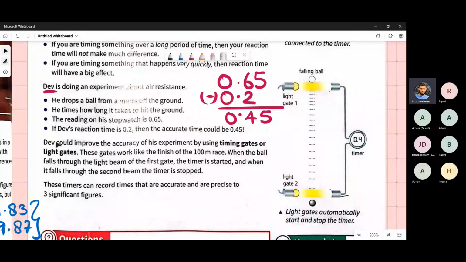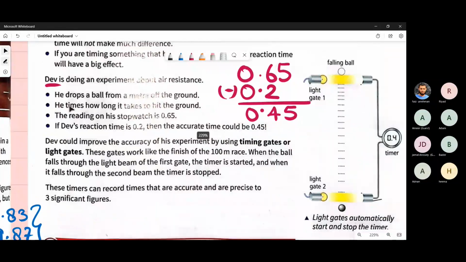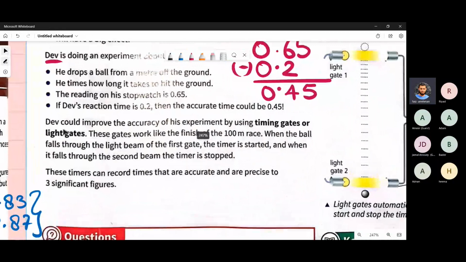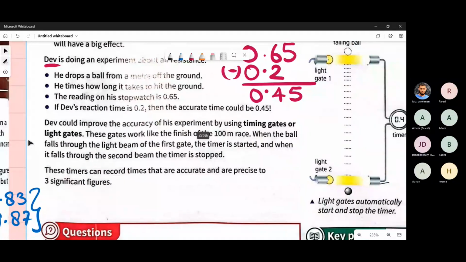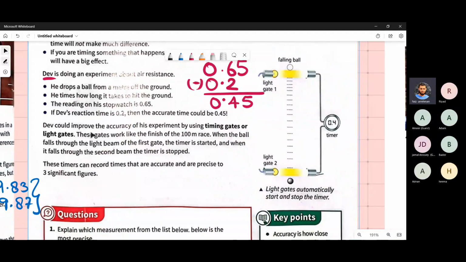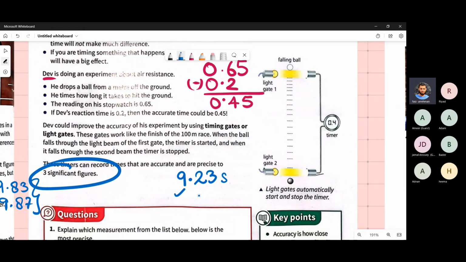Okay, so light gates is clear. What is the special thing about light gates? They are so precise that they can record even 3 significant figures. What does 3 significant figures mean? For example, 9.23 seconds. So first significant figure, second significant figure, and third significant figure. It's so precise.